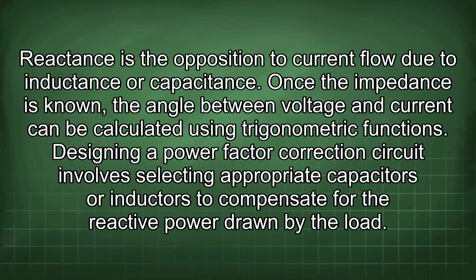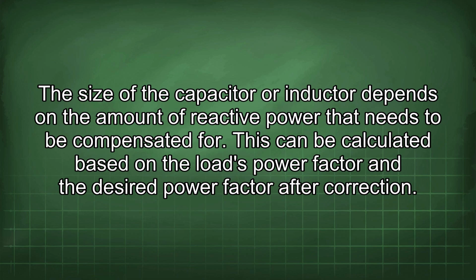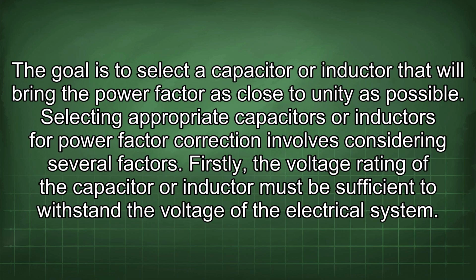Designing a power factor correction circuit involves selecting appropriate capacitors or inductors to compensate for the reactive power drawn by the load. The size of the capacitor or inductor depends on the amount of reactive power that needs to be compensated for. This can be calculated based on the load's power factor and the desired power factor after correction. The goal is to select a capacitor or inductor that will bring the power factor as close to unity as possible.